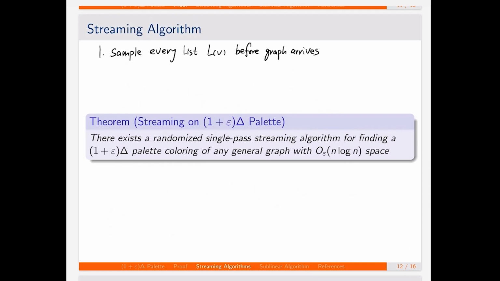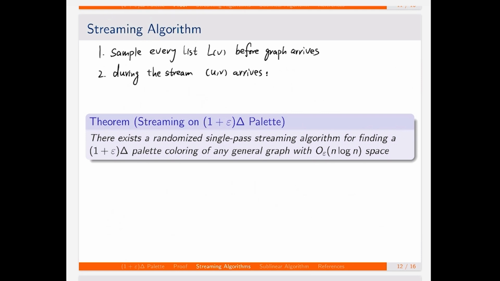So this ensures that the sampling process is actually independent from the graph. Then, during the stream, when some UV edge arrives, we need to maintain a conflict graph.